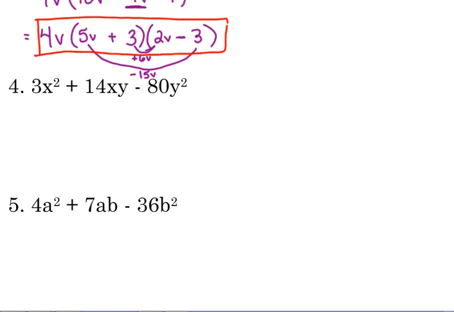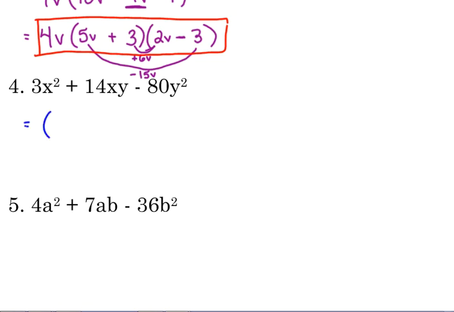So first thing we always look for is a GCF. So 3, 14, and 80. Do they have a common factor? I don't think so. 14 and 80 are both even. 3 is not even, so 14 is not divisible by 3. So we're out there. How about variable-wise? Do they all have either an x or a y? No, all of them do not have it. We've got a mixture, but all of them don't. So we do not have a GCF in this problem right here.